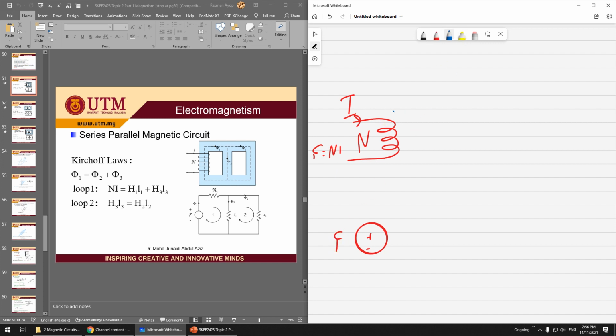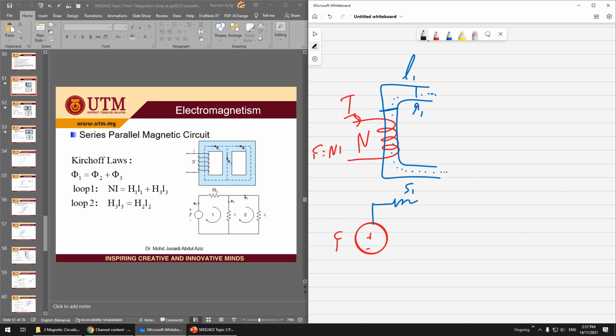Next you have a core here. Assume this is the length of the core, until the center, the mean. This is the length L1 and the area here is the same, so this is A1. If you translate this, it will become only one reluctance because it is in series, reluctance S1.